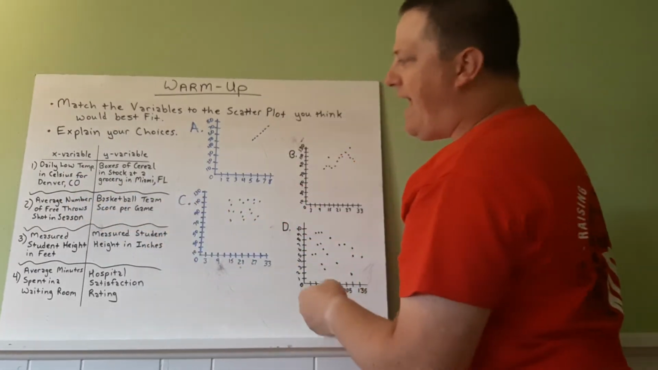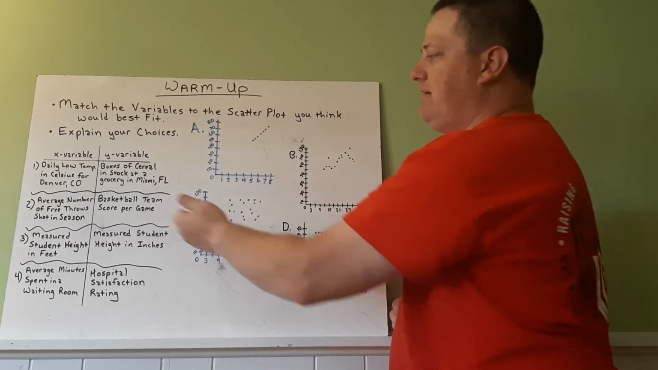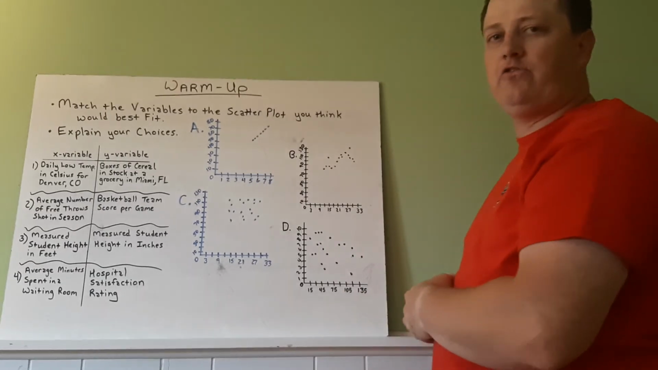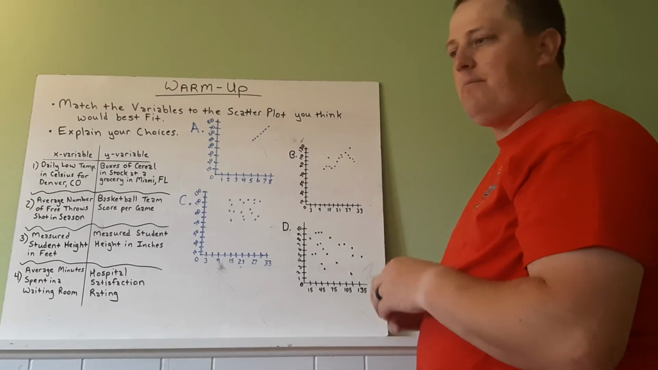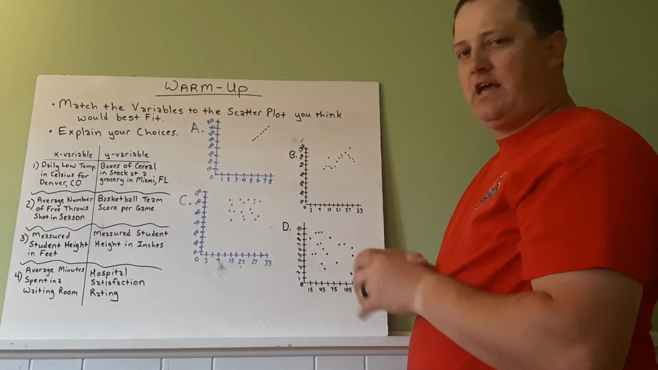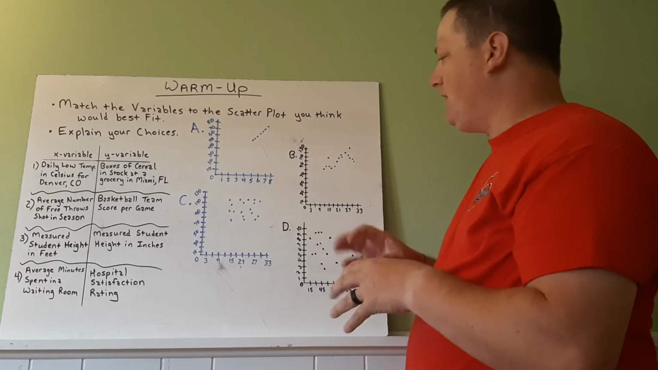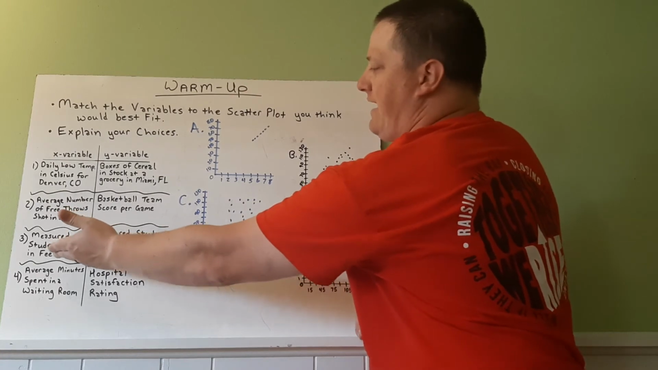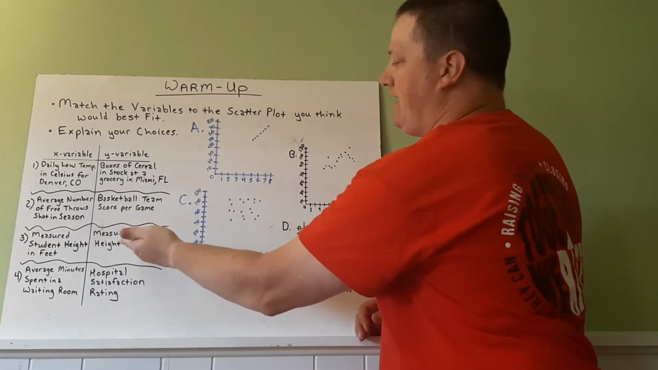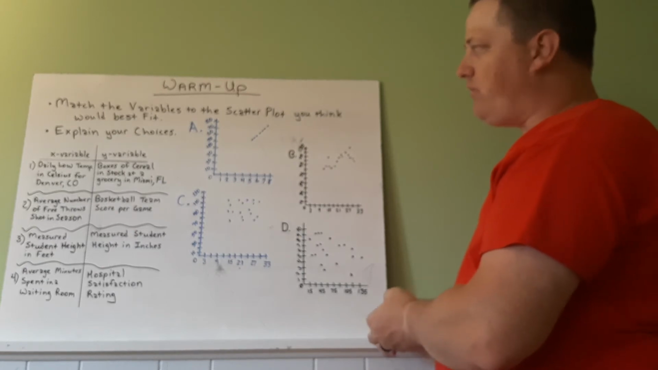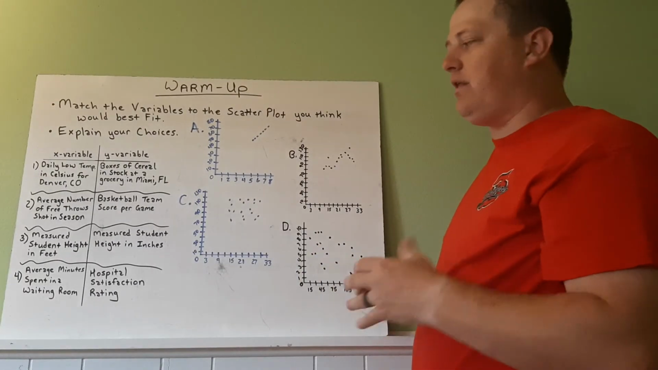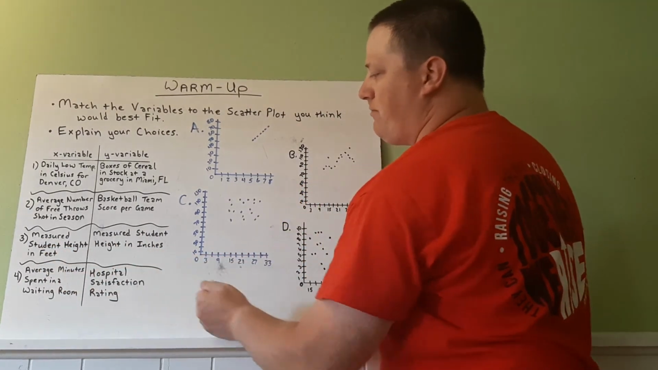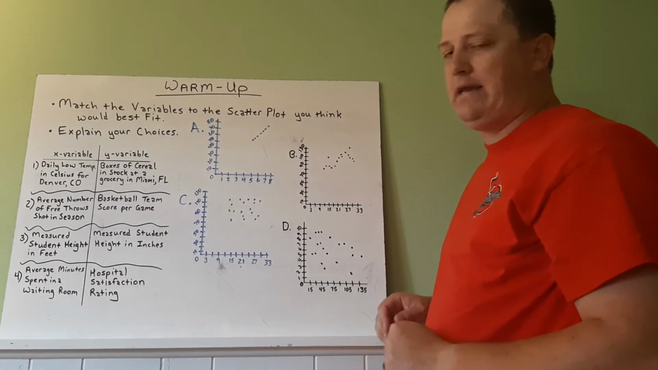Second here, average number of free throws shot in a season is our X, and our Y would be basketball team score per game. So if you think that one going up will cause one to go down or vice versa, whether it's going to be more spread out or more linear, that should help you pick which one you think it is. Measured student height in feet, measured student height in inches. So we want to compare those. How correlated do you think those would be? And then our last one is average minutes spent in a waiting room, hospital satisfaction rating.